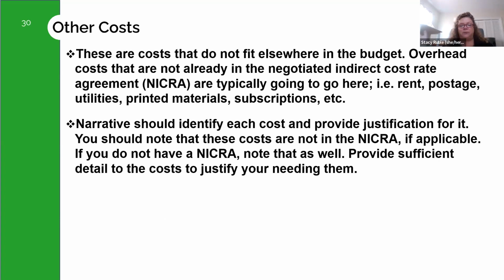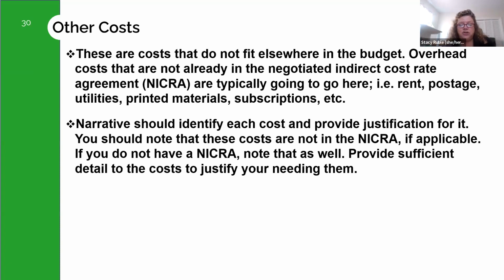Now, other costs is for anything that didn't fit anywhere else. So this is kind of your catch-all. If you have any overhead costs that are not already included in your negotiated indirect cost rate agreement, which is also called a NICRA, those are typically going to go here. There could be other things that might go here. Rent, postage, and utilities are a lot of times going to be in an indirect cost rate, but if they aren't, you could include them here. Printed materials, subscriptions, training registrations, all of those would go under other costs.